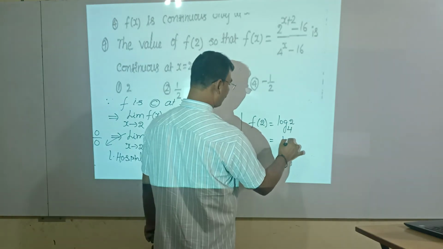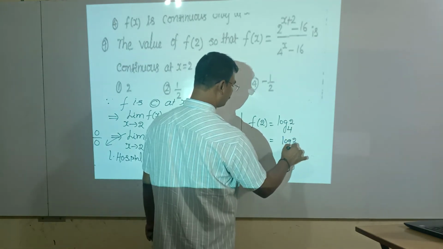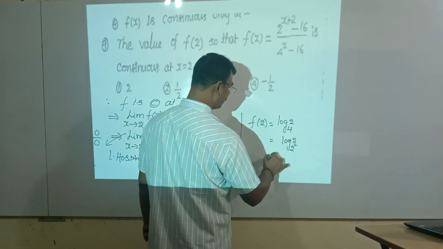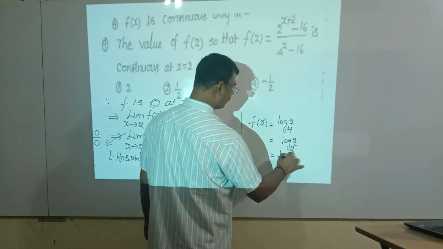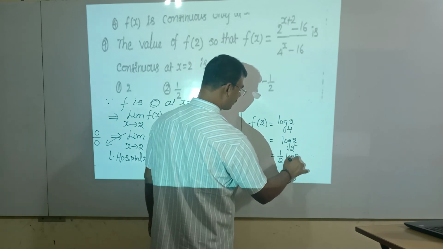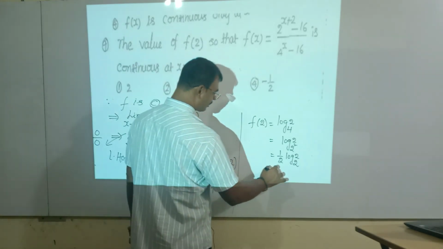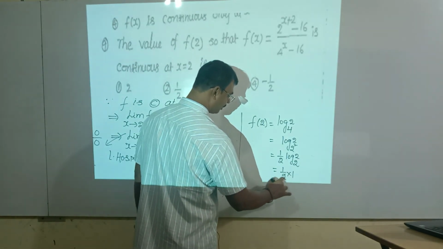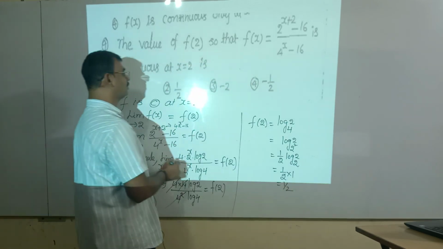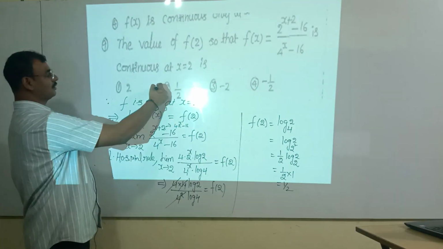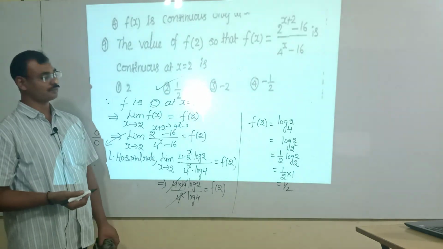This I can also write as log 2 base 2 square. This is 1 by 2 log 2 base 2. According to the logarithmic property, this is equal to 1 by 2 into 1, which is 1 divided by 2. Check the answer: it is option number 2.